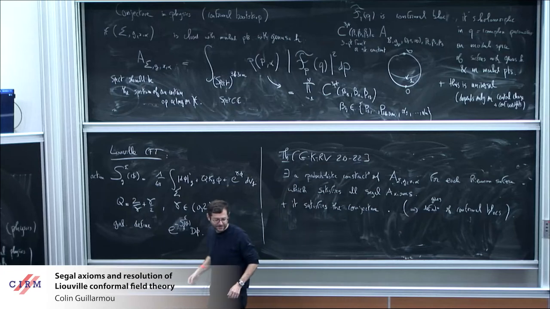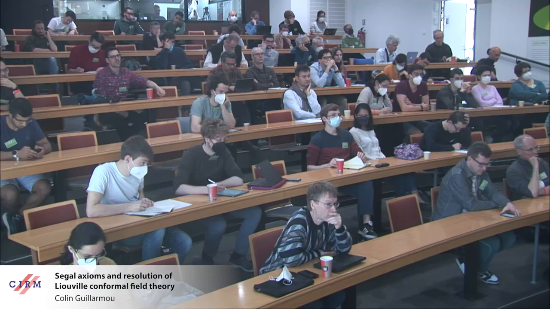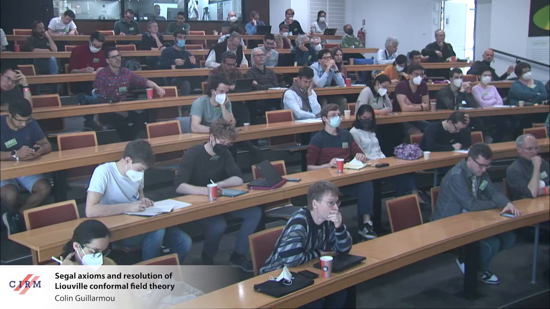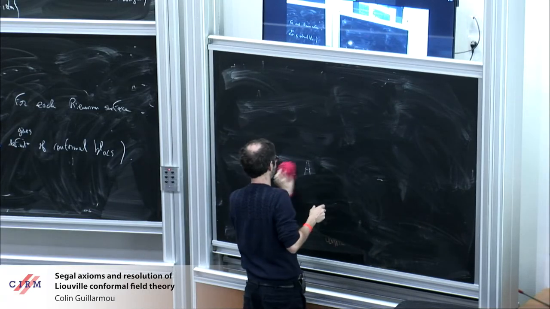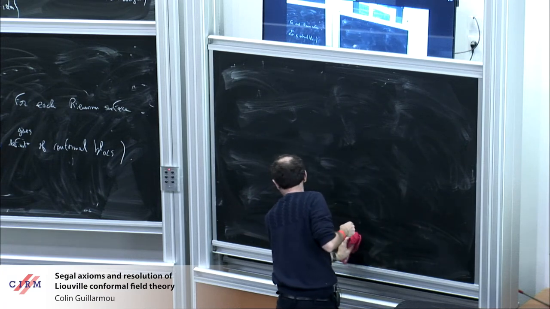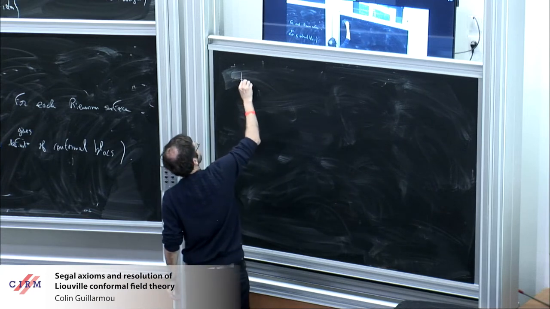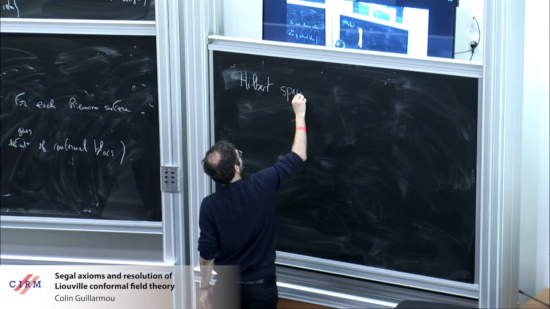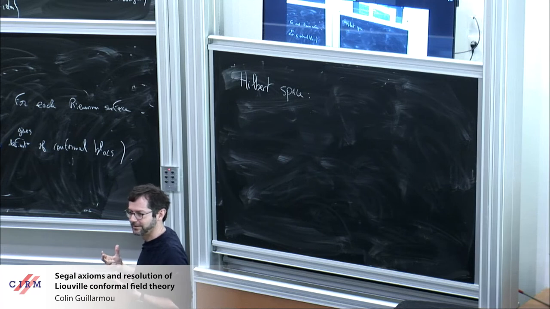So, maybe a bit long to explain the construction, but I can explain a couple of things. So what is the Hilbert space? In fact, what we do, we come back to the physics heuristic. We define the amplitude by giving a sense to the formal integral.